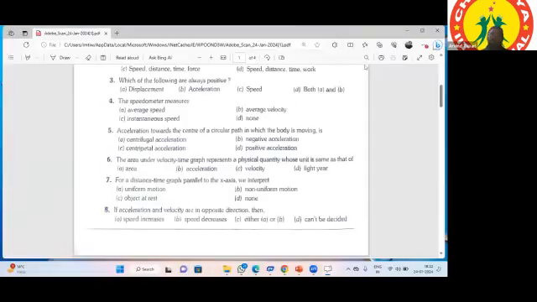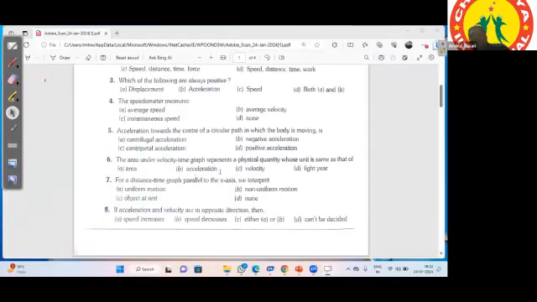So now come to the question. The area under the velocity time graph represents a physical quantity whose unit is the same as that of what? Since we measure the area under the velocity time graph, its unit will be meter. That's distance.